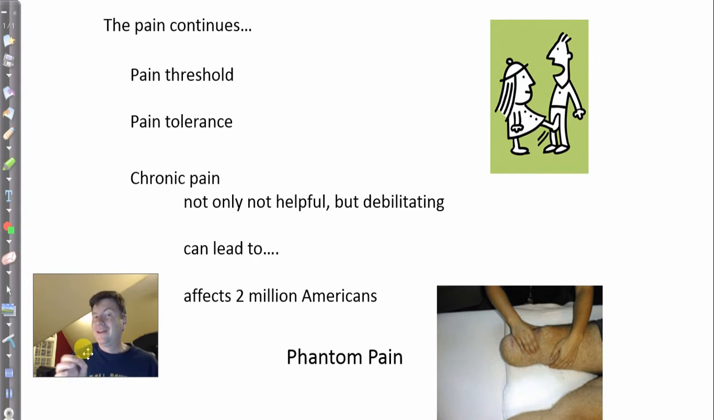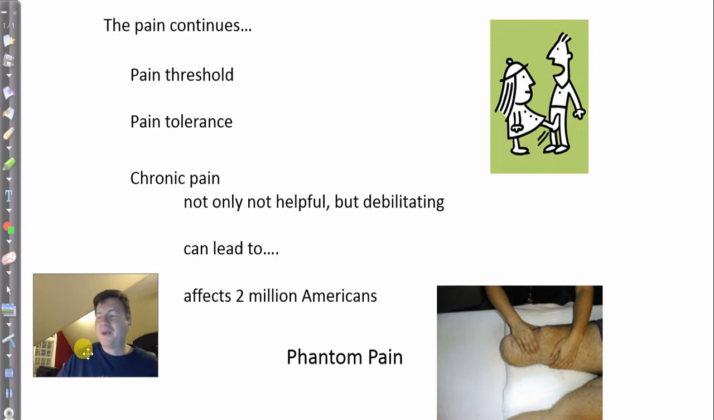Now, your pain tolerance, though, can vary. You may not be able to handle pain because you might be a wimp. It might be for cultural reasons, it might be for other reasons, but your pain tolerance may be low. Your pain threshold is the same as the toughest guy or the toughest gal in the room. So pain threshold is the perception of pain. Pain tolerance is how well you can handle it when you've perceived it.